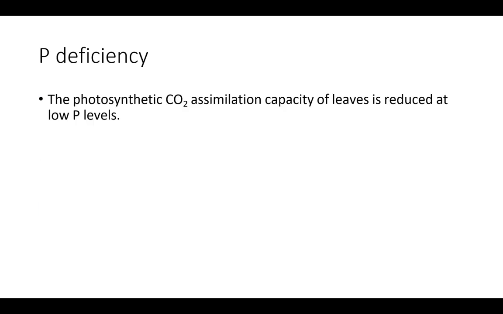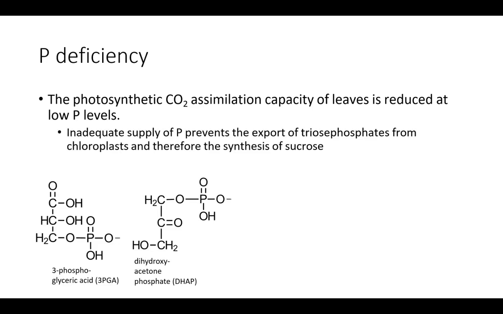The photosynthetic carbon dioxide assimilation capacity of leaves is reduced at low phosphate levels. You go back to the glycerol-type phosphates that are required to be able to do respiration and do photosynthesis. If you don't have enough of these, you don't get photosynthesis occurring properly. Inadequate supplies of phosphorus prevent the export of triose phosphates from chloroplasts and therefore the synthesis of sucrose.